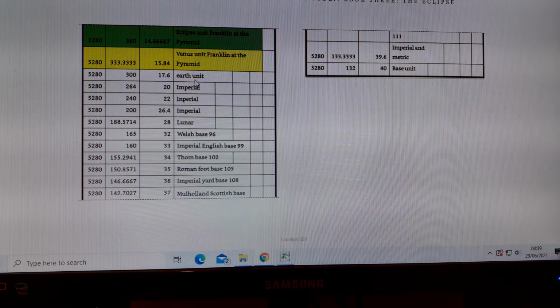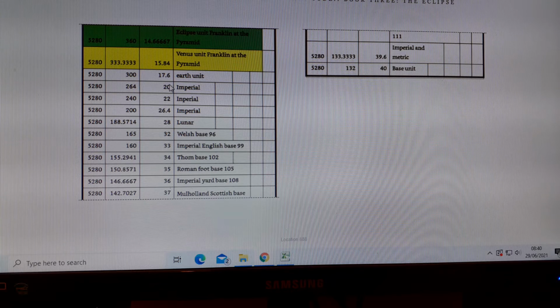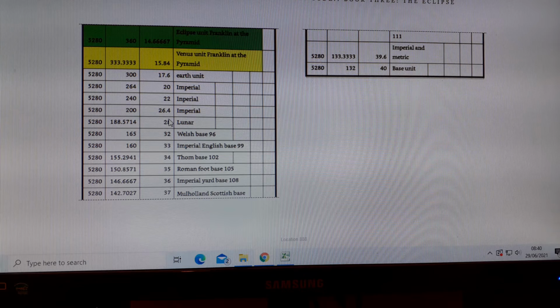The next one I've called an Earth unit, but we know there are 1760 cubits in the Giza Pyramid base. So as you can see, we're working down now. We divide by 264, which there are 2640 feet in half a mile. We get 20. Divide by 240, we get 22, and that's part of the pi calculation, 22 over 7. And then when we reverse these two, we get 200, giving 26.4. The next one is a lunar unit, 28, which 2 times 28 we find at Stonehenge.